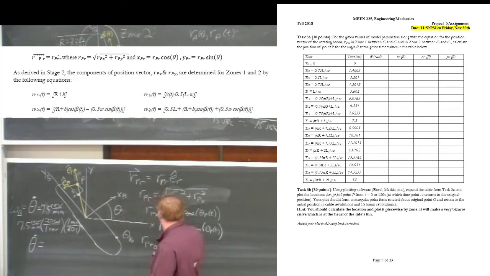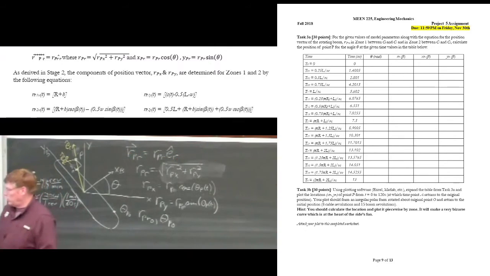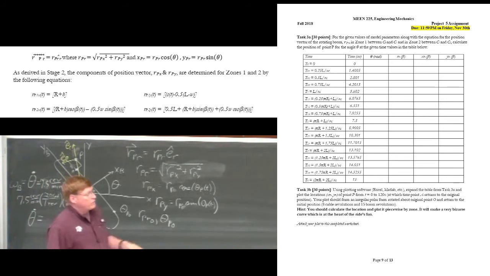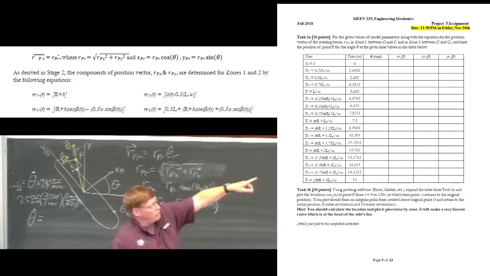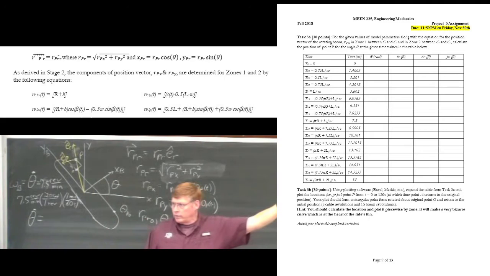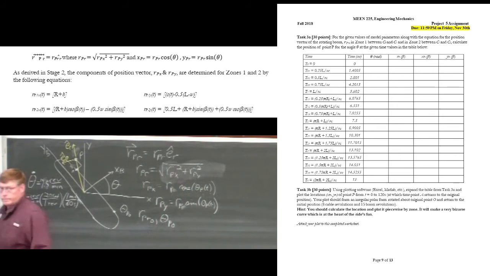Now that you know theta, you can come back to these relationships here, knowing what theta p is at that given time interval. You've got these relationships for zone 1 and zone 2 of what RP X and RP Y are, this R plus H and this ST, and then your X and Y. So you have your terms there, so you can figure out what RP R is.